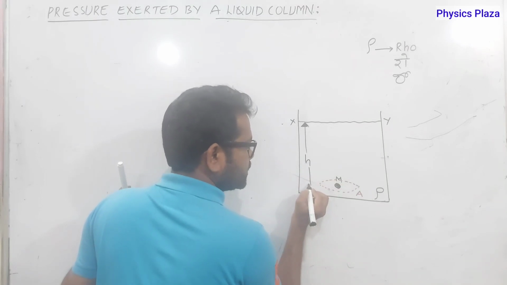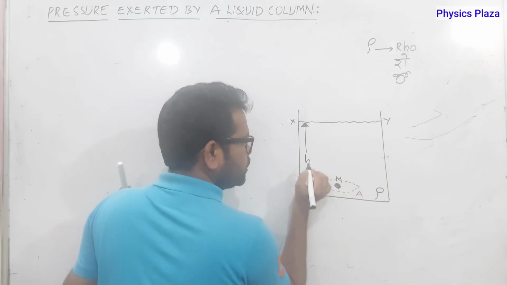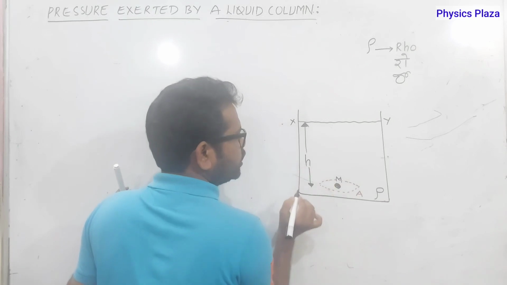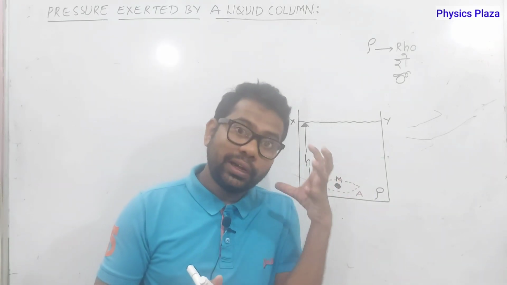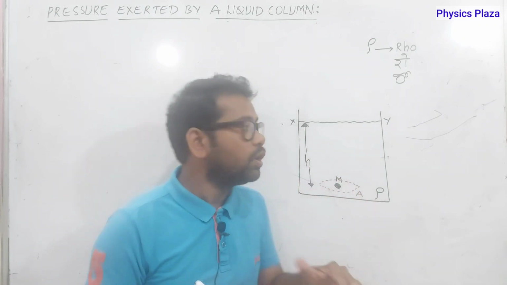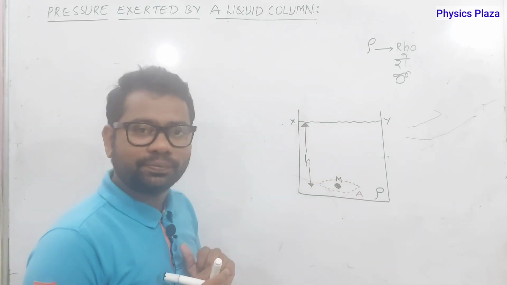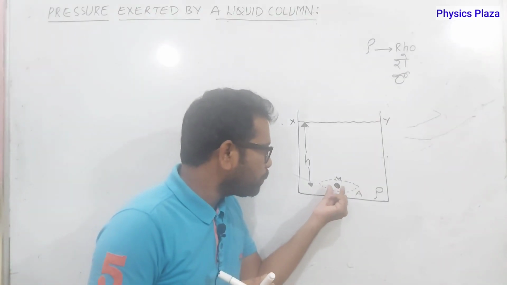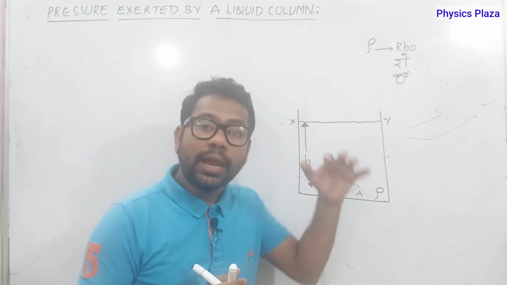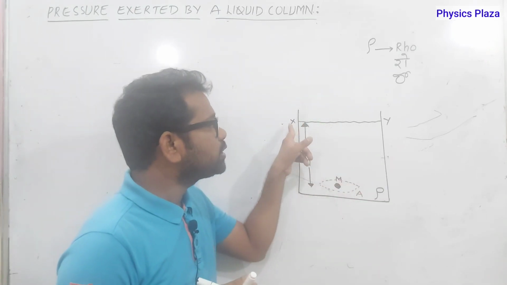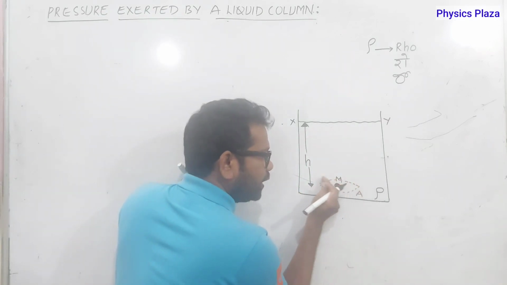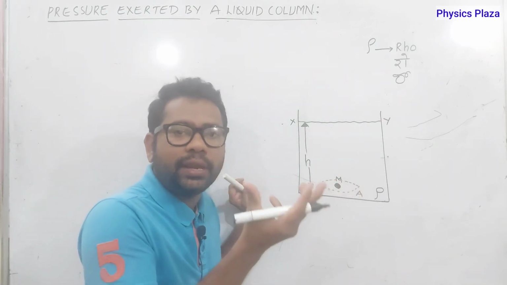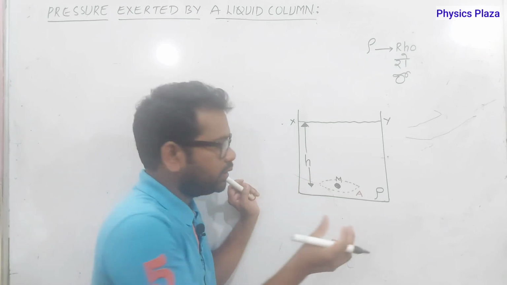This is very important to understand, children. Very, very important. In this entire discussion, h means we will treat it as a depth only. Please don't treat it as a height. It is a depth from the free surface. Okay, the particular point M is chosen at a depth of h from its free surface XY. Around this we assumed a surface area A.